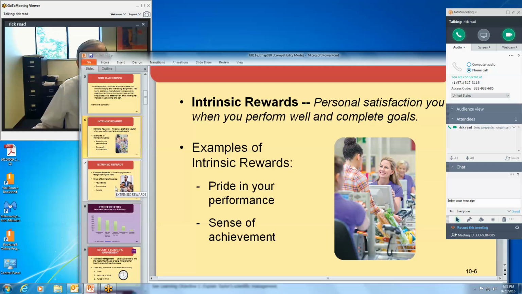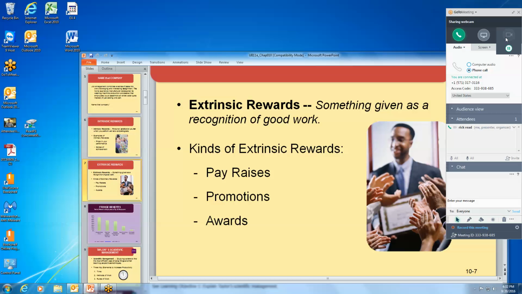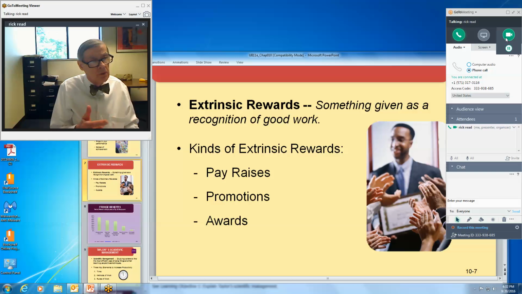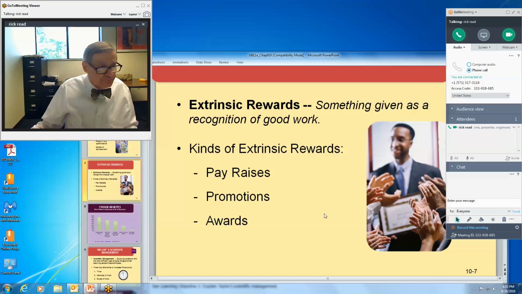An extrinsic reward, on the other hand, is something that is given to an employee by someone else in recognition for his or her outstanding achievements. And notice here what's listed: pay raises, promotions, things of that nature. Recognizes the employee of the month or employee of the week, things like that.